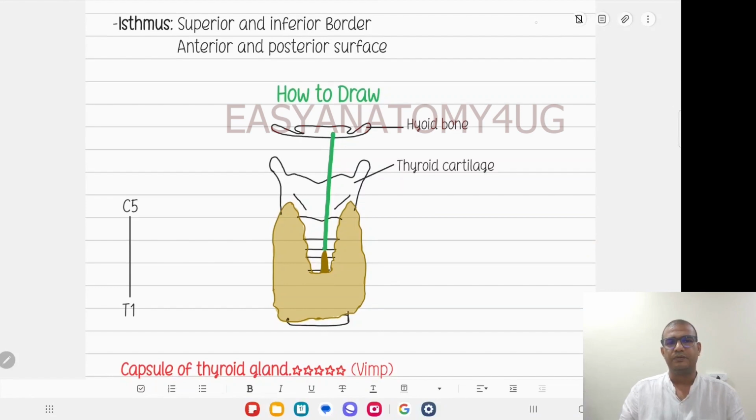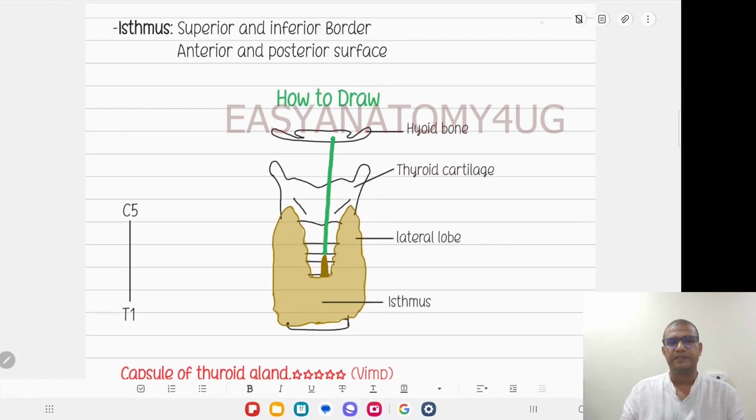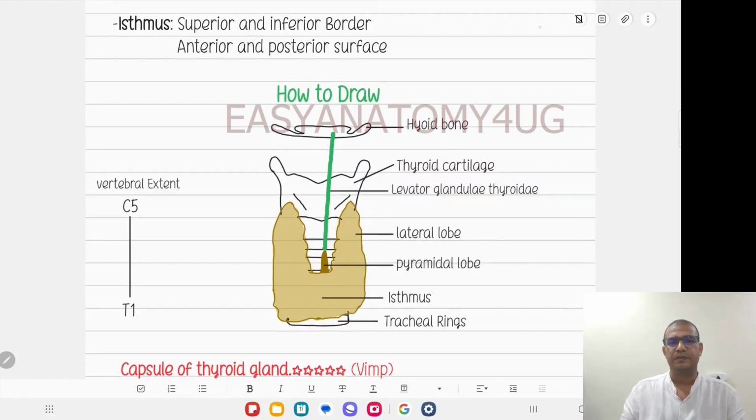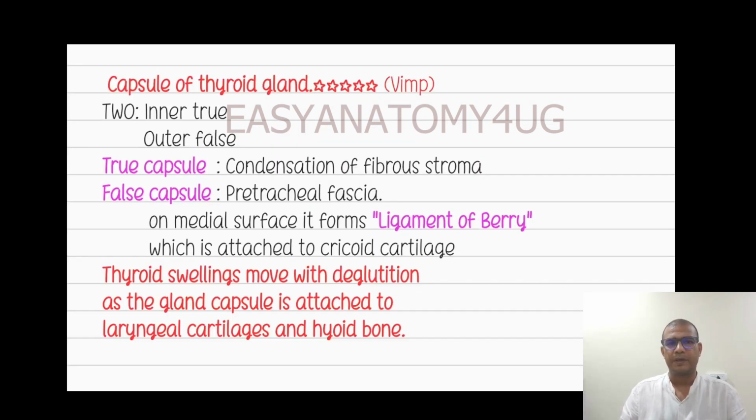On one side we will show the vertebral extent, that is C5 to T1. Complete the labeling. Let us discuss the important part, that is capsule of the thyroid gland. It is very important because multiple times questions have been asked on this topic. So there are two capsules, inner true capsule and outer false capsule.